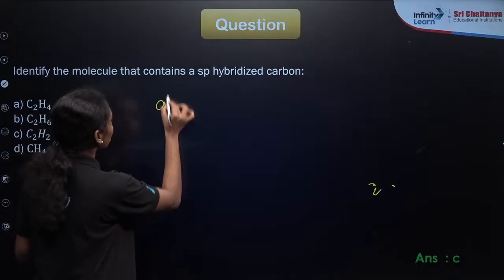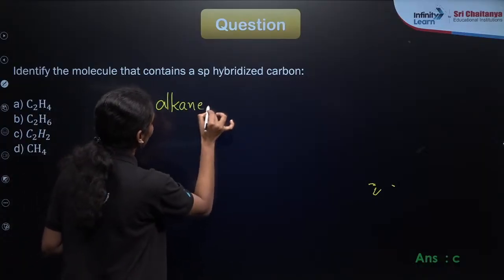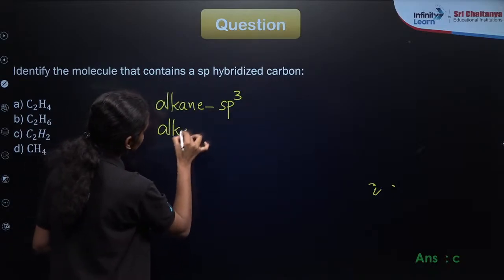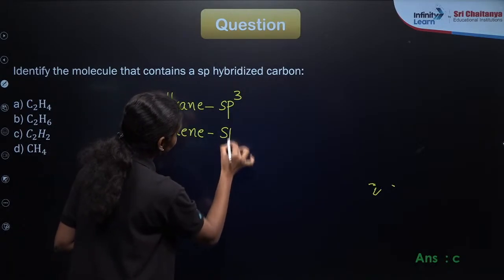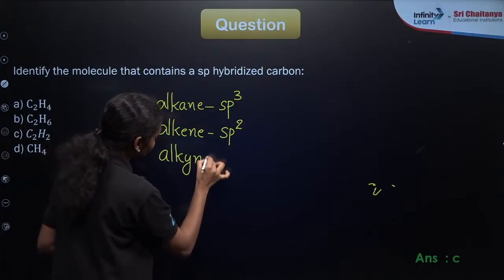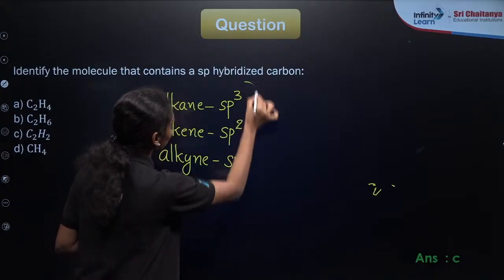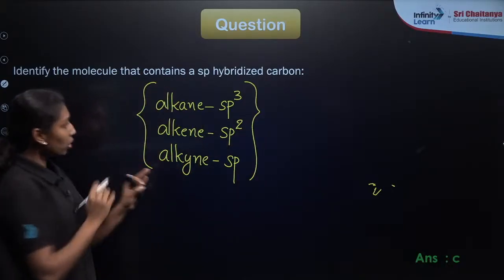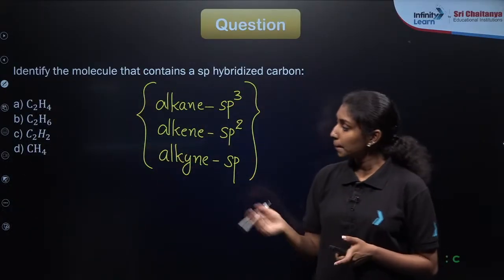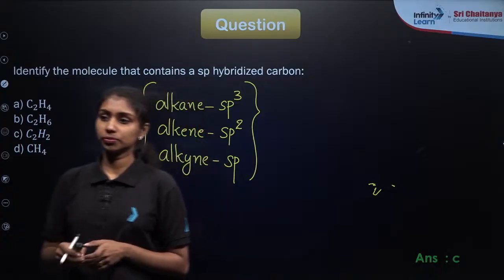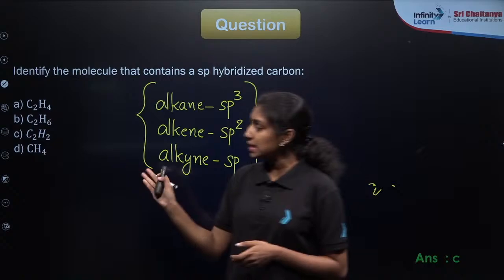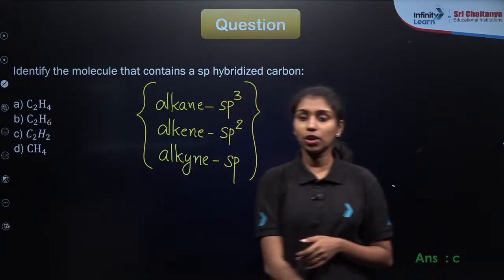If you are asking about the alkane molecule, single bonded carbon, their hybridization will be sp3, right? For double bonded carbon atoms, alkenes, their hybridization will be sp2. For alkynes, triple bonded carbon atoms, the hybridization will be sp. This is the important point you have to keep in mind. Now you need to identify the alkyne in the given compounds. So, what will be the answer? Which one is the alkyne molecule from these given options?